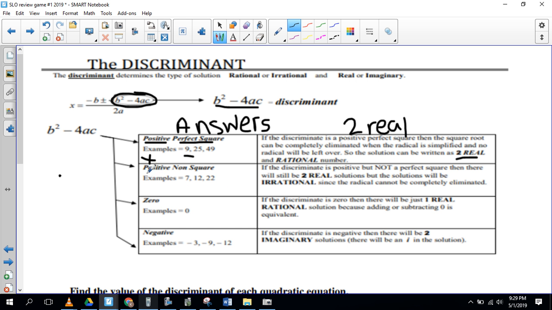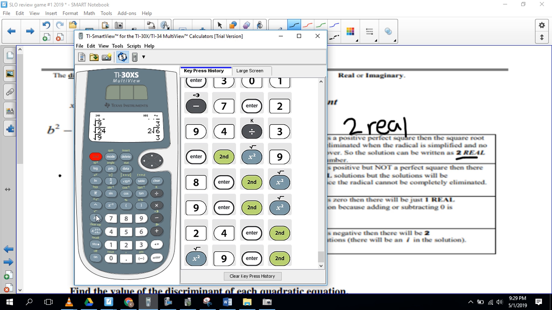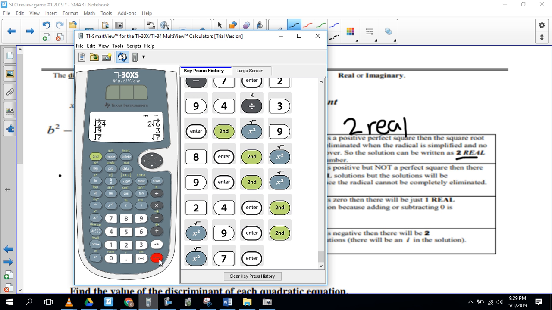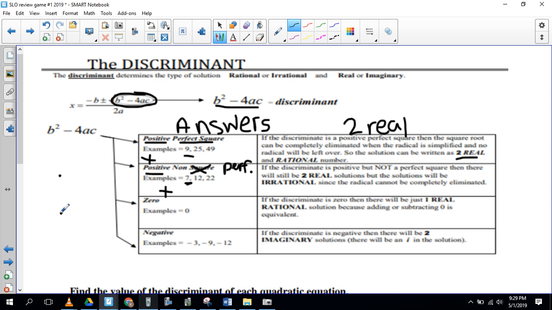Okay, so what if your answer comes out positive, but it's not a perfect square? So it is a positive answer, but not a perfect square. For instance, they gave me 7. If I took second, square root of 7, I should get square root of 7, or if I toggle it, a decimal. So that's how I know that's not a perfect square. So with that one, instead of it being 2 real rational, it's going to be 2 real irrational.